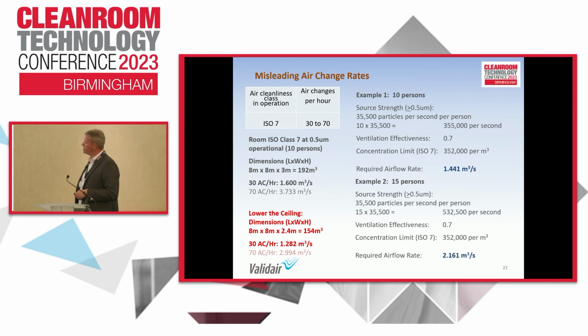And then just as another example, if I put more people in that room, so I decide, oh, for my process I need more people to deliver that process, or another form of contamination, process equipment. So my source strength goes up, and my required flow rate goes up to 2.1.